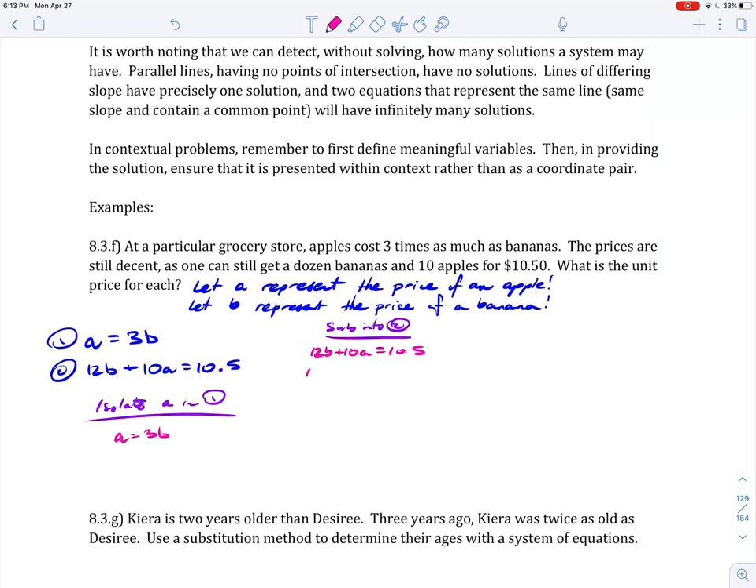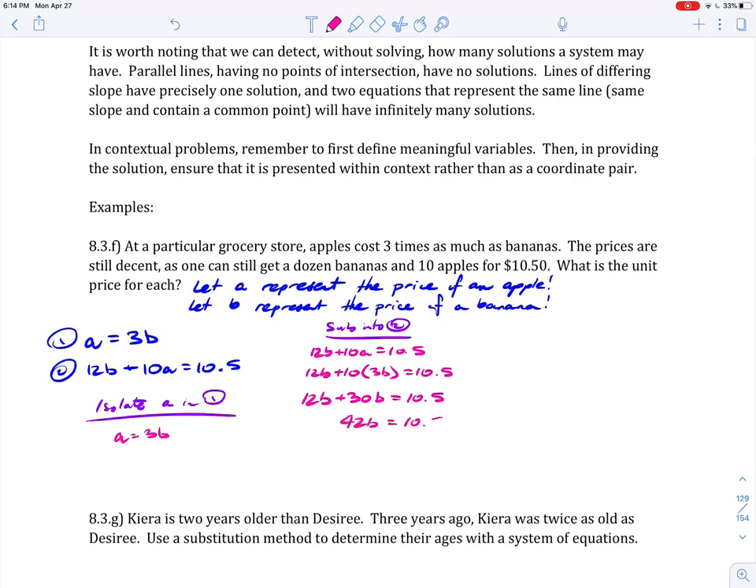Where 2 said 12B plus 10A is 10.5. So 12B plus 10 of... Oh, that's not A anymore. That's 3B. I substituted. And we're solving that thing.